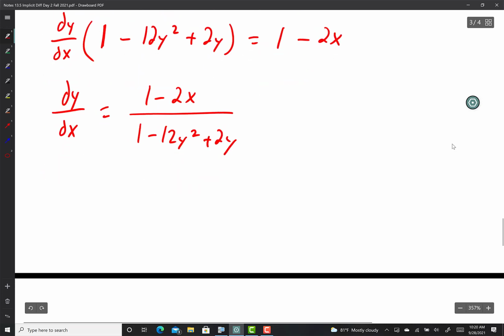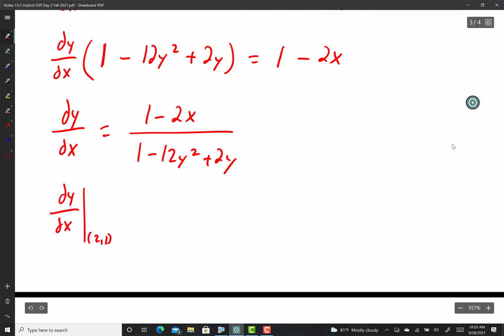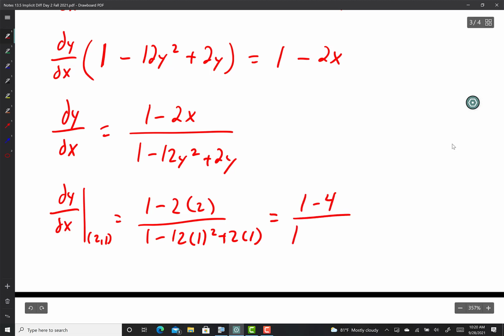And then from there, I'm going to insert my point. dy/dx evaluated at (2, 1) equals (1 minus 2 times 2) over (1 minus 12 times 1 squared plus 2 times 1). I don't see any immediate errors, guys. 1 minus 4 over 1 minus 12 plus 2. Let's see, 1 minus 12, negative 11, plus 2, negative 9. Negative 3 over negative 9. So I see a 1/3.